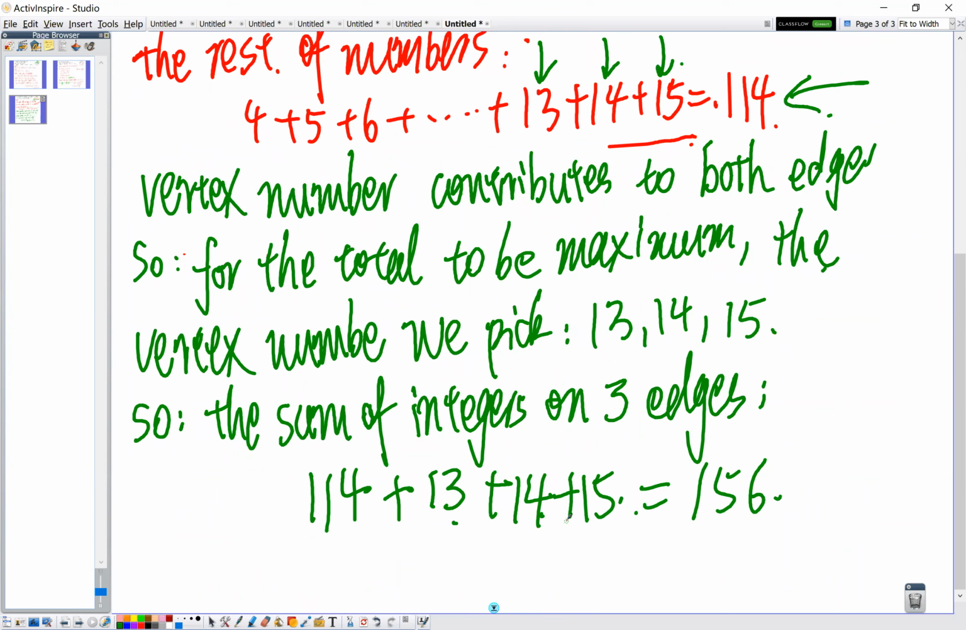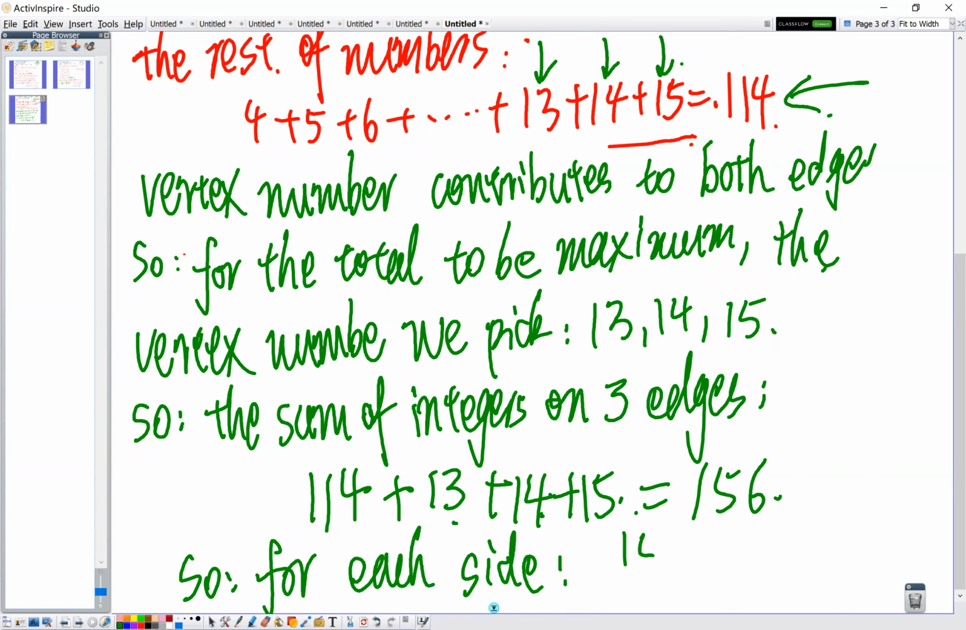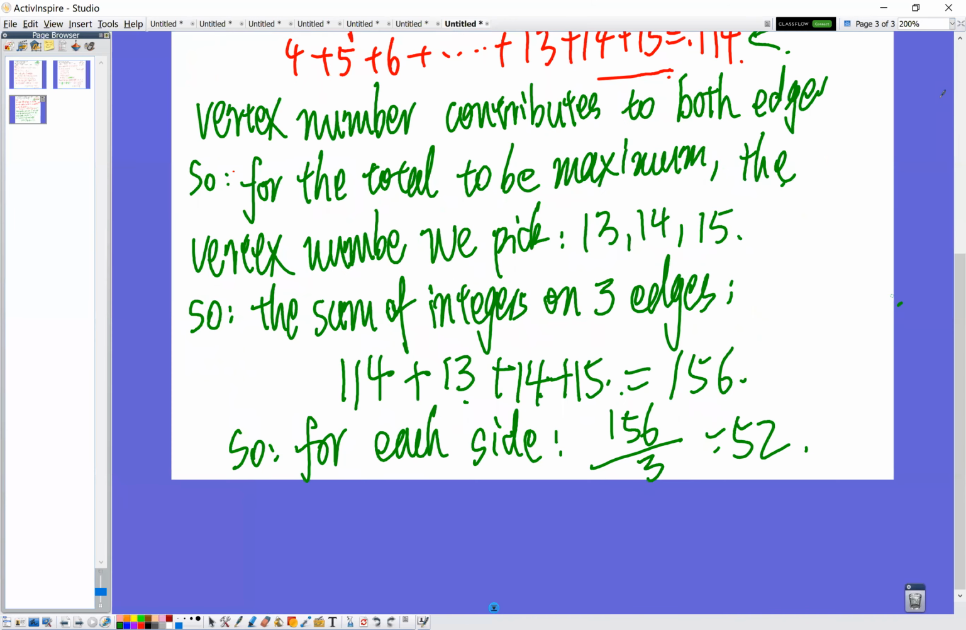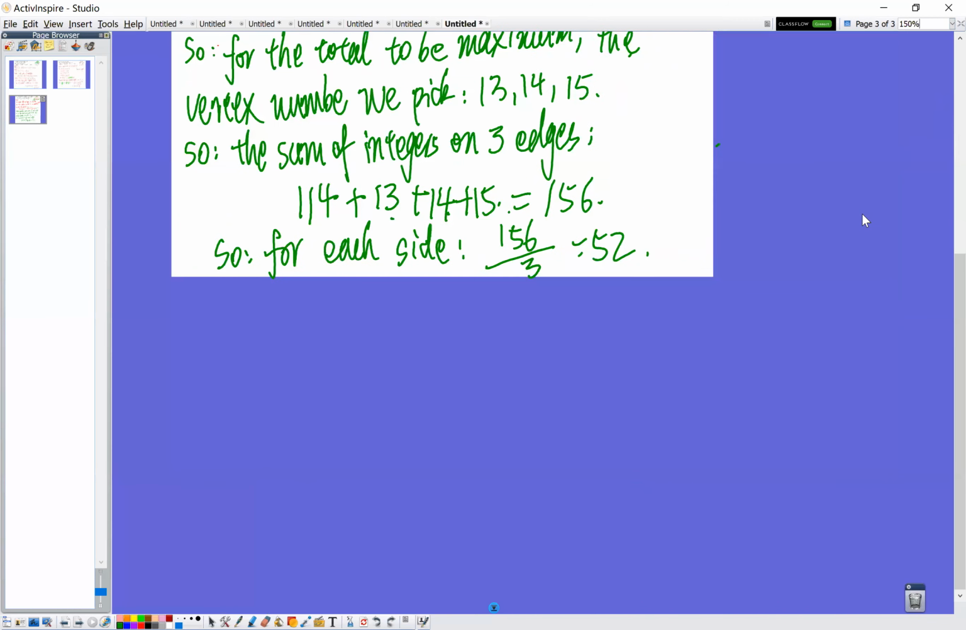So for each side, the answer becomes how much? 156 divided by 3, answer 52. That's how you get the answer. Actually, you can make one yourself. I'm going to show you one possible answer for the arrangement.